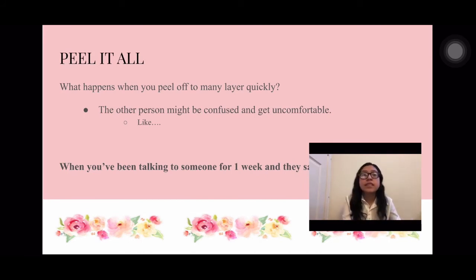And in this slide, we wanted to include reaction pictures of people's reactions if somebody says I love you too soon, or they start asking really personal things on the first date.